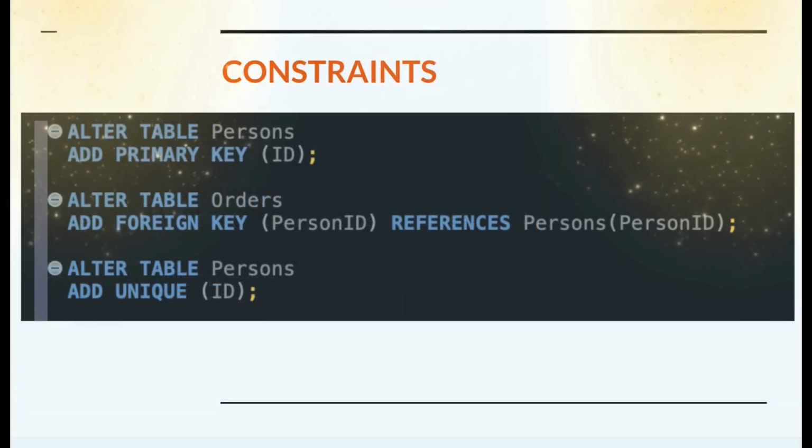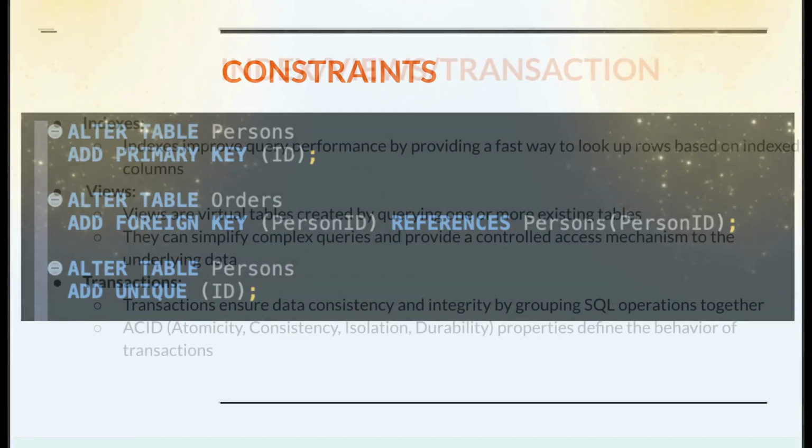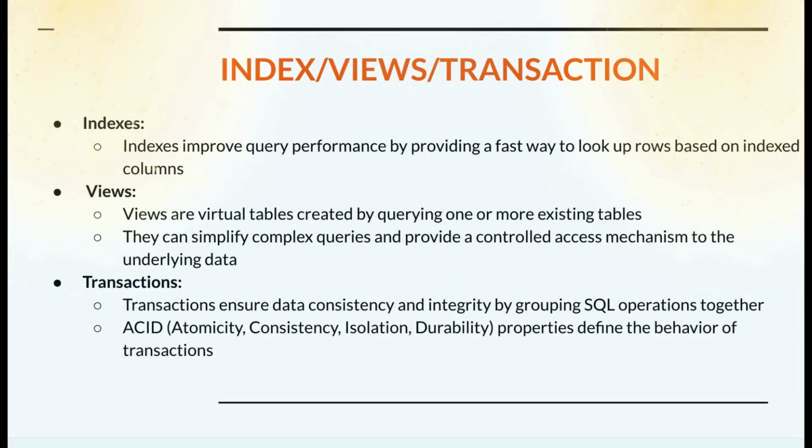Number 14. Constraints. Constraints ensure data integrity by imposing rules on the data stored in tables. Common constraints include primary key, foreign key, unique, not null, and check. Number 15. Indexes. Indexes improve query performance by providing a fast way to look up rows based on indexed columns.